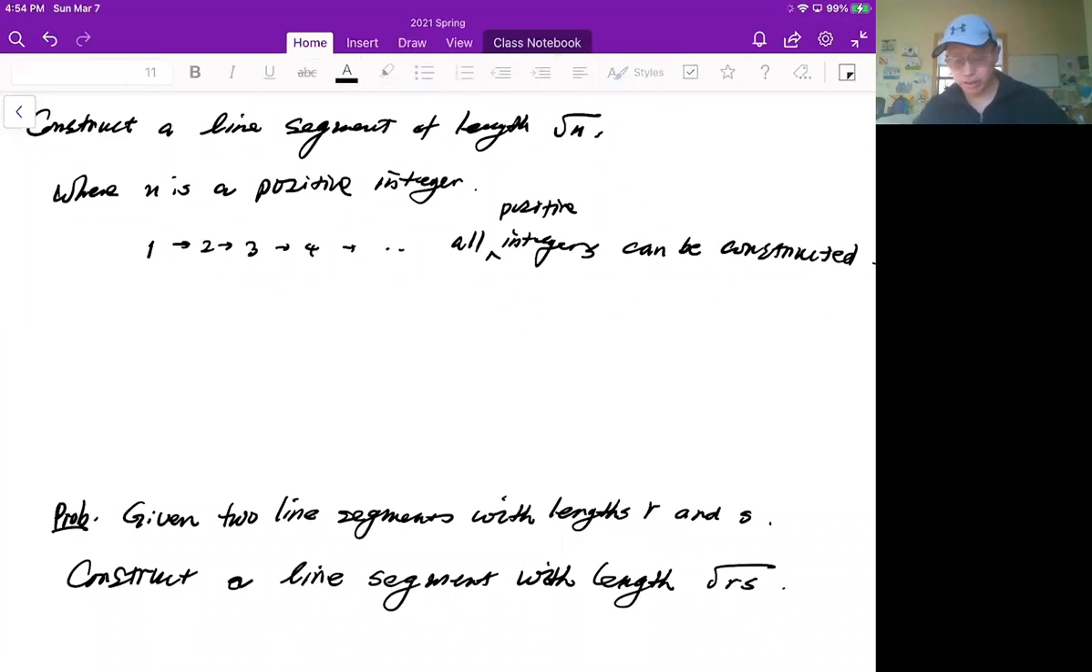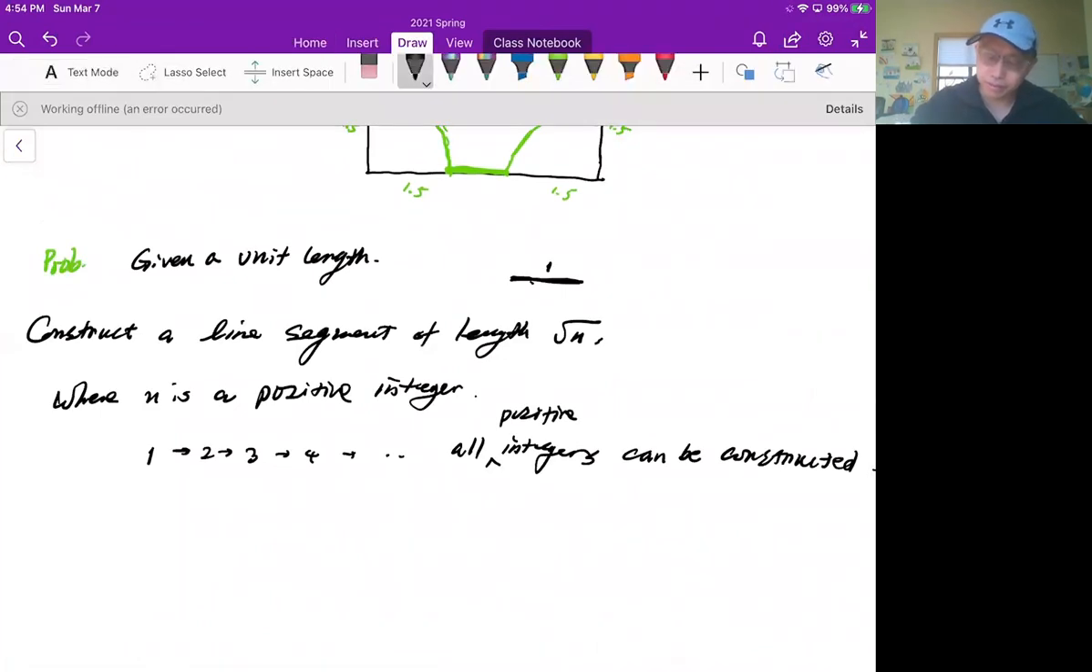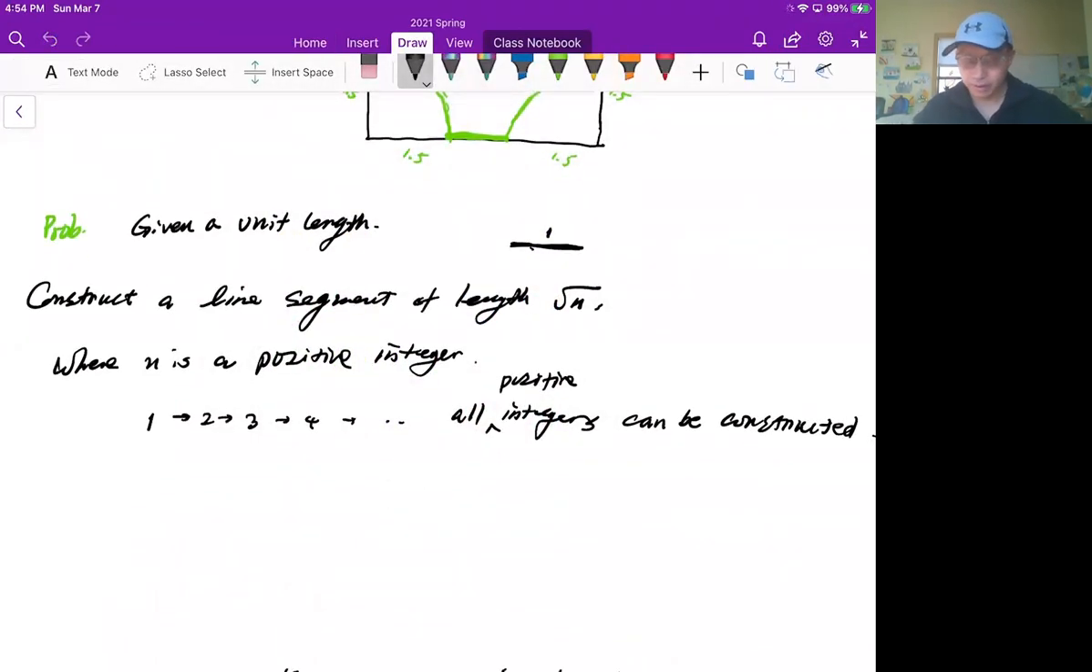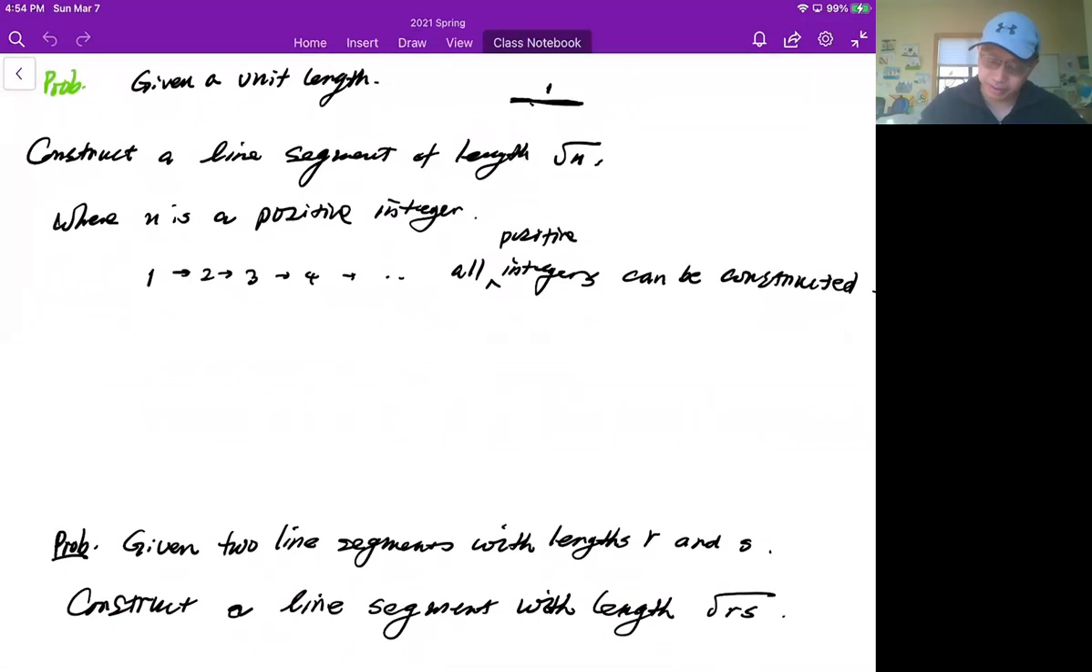Okay, any question, any suggestion from the previous one? How do I get square root of 2? Well, square root of 2 is easy. Suppose I have a 1 here. If this is a 1, I can get a perpendicular line here with length 1 again. I can get the square root of 2. That's the Pythagorean theorem. Can you see that? So with 1 and 1, I can get square root of 2.